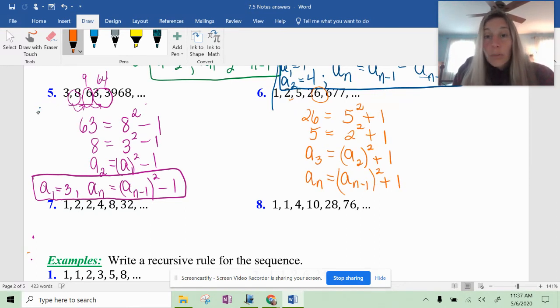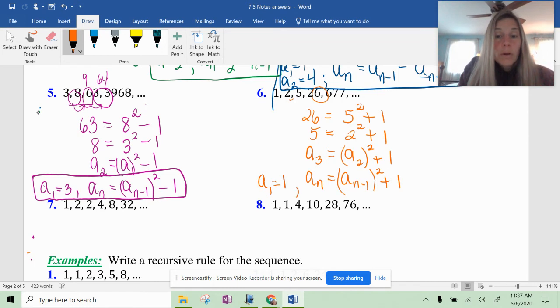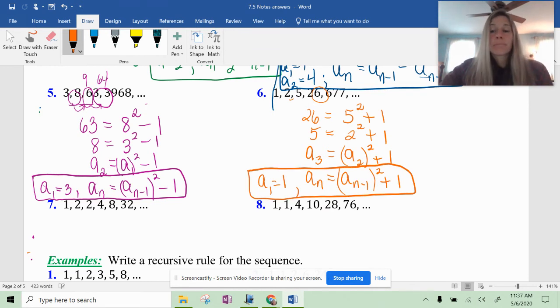Now, once you're done with the recursive part of your rule, if there's an n minus 1 there, you need an a sub 1 also. If there was an n minus 2, you would need an a sub 2 as well. And that's your recursive rule for that one.